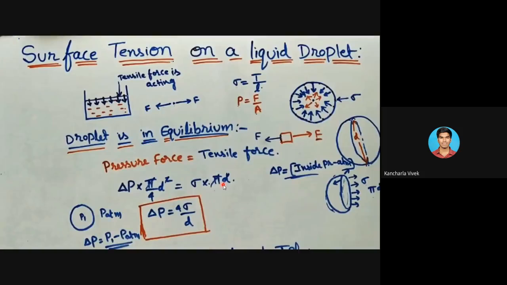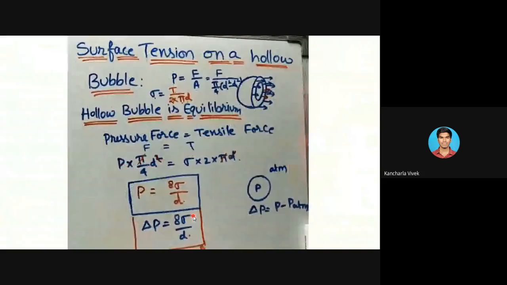So when it was a liquid droplet, we got only 4 times. The change in pressure was 4 times the surface tension acting over the circumference. But for a hollow bubble, we have 8 times. That is, it is almost twice. 8 times the surface tension acting over the circumference or the diameter of the hollow bubble.